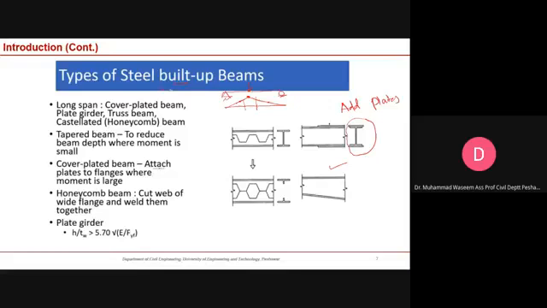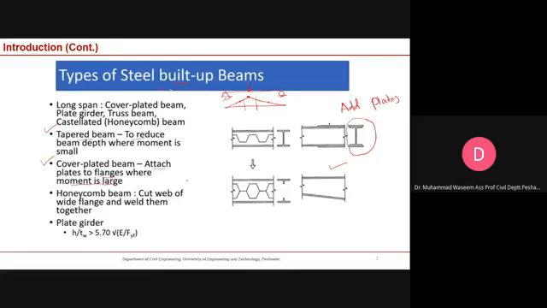You attach plates to the flange where the moment is large. You can go with the tapered beam as well, which can reduce the depth where the moment is small. So these are the two important things, and I hope you will remember them. What else? You cut the web of the wide flange and weld them together. These are just examples of built up beams.